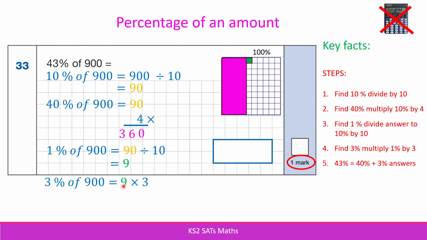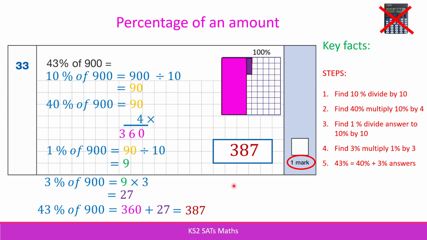But we want to find 3% because we've got 43%. So 3% is going to be 9 times 3, which is just going to be 27. So this section here is equivalent to 27. The big pink section is equivalent to 360. The purple section is 27. So to work out the total number of squares for 43%, we've got to do 360 plus 27, which is going to give me 387, which needs to get written in the box. Give yourself a big tick if you got that correct. So we've just worked out the area of these pink and purple squares, which is equivalent to 43% of 900. Well done.